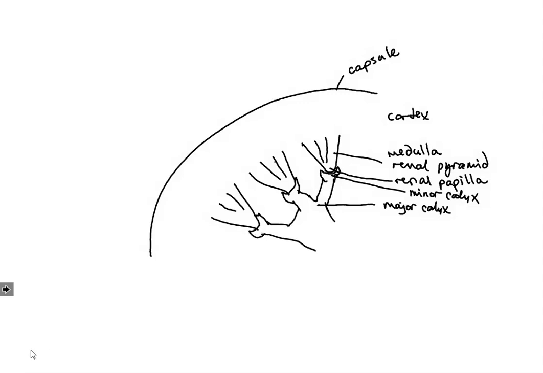And where even more come together in the middle of the kidney is the renal pelvis, which sits in a space called the renal sinus. There's also a little bit of fat in the renal sinus. Between the pyramids are the renal columns.